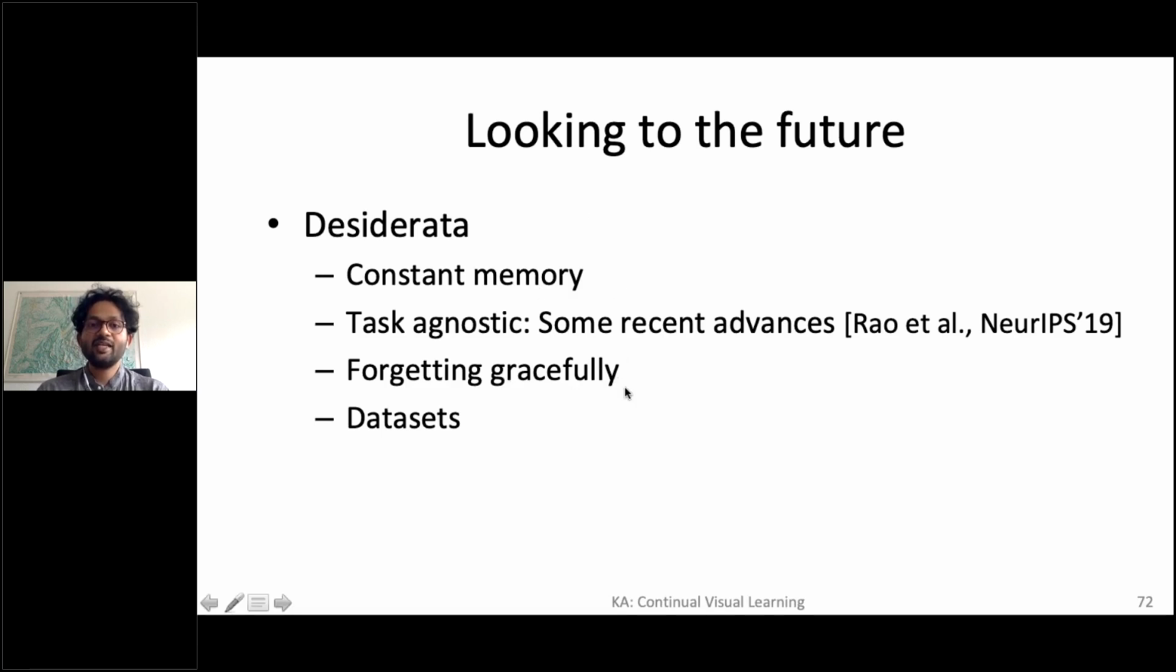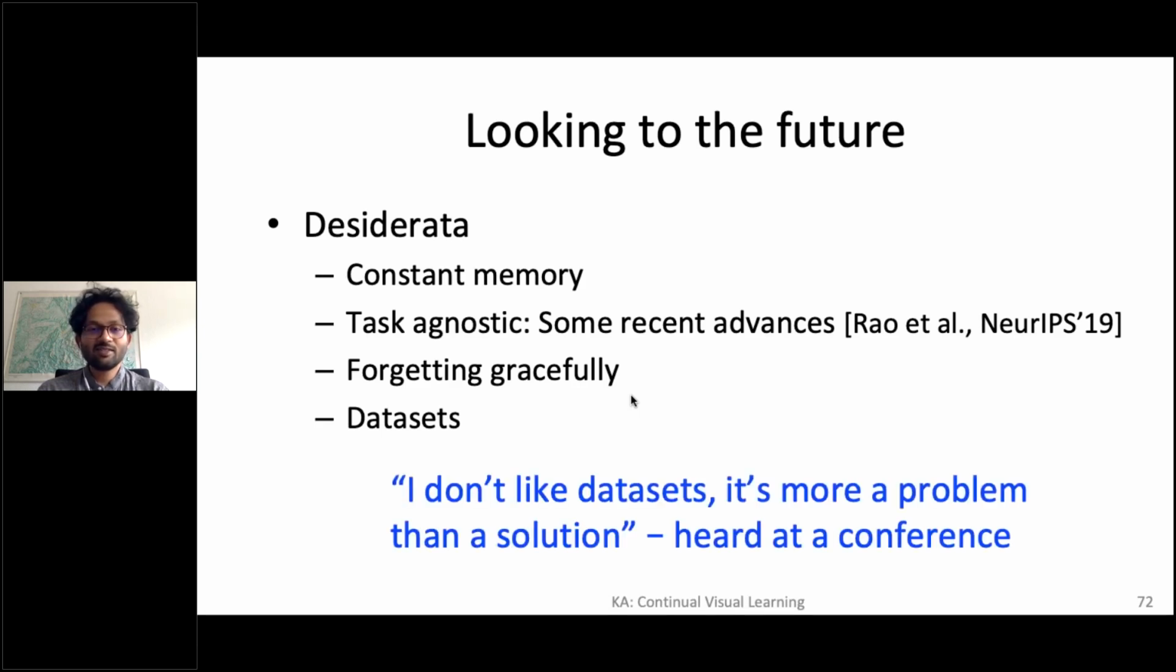And then ideas of forgetting gracefully, like clearly we cannot remember every single task that we have learned. Maybe there are certain aspects of the task that it is okay to forget. And finally, data sets are still an issue in this particular domain. As I heard at a recent conference, somebody quite famous said that they don't like data sets because they're more of a problem than a solution, because they create biases, they create issues, and we do clearly need to work on improving and creating better data sets which are more adapted for our problems.